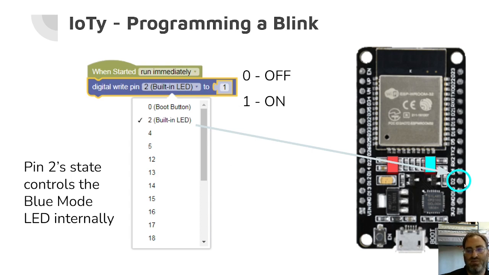So the state of this pin both controls the output that you can externally tie to this using that physical pin and tying it with a wire to some device like another LED or a motor or anything else, and it's also tied internally to this blue LED mode light.